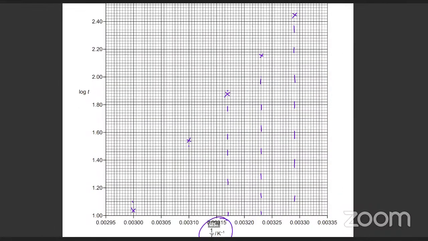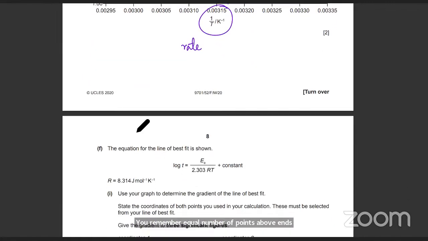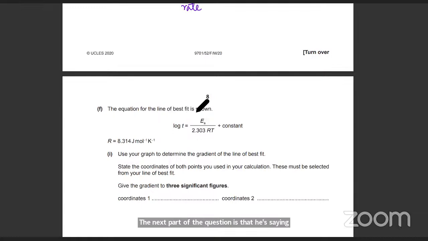The other thing is you're just going to draw a line. So make a best fit. It looks like a perfect straight line. Okay, so you can probably use a ruler to make it. Remember, equal number of points above and below this line. The next part of the question is that he's saying that the equation for the line of best fit is shown.